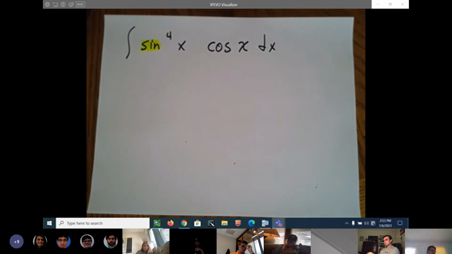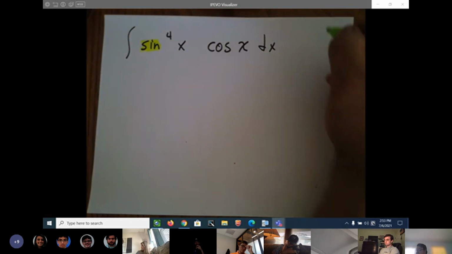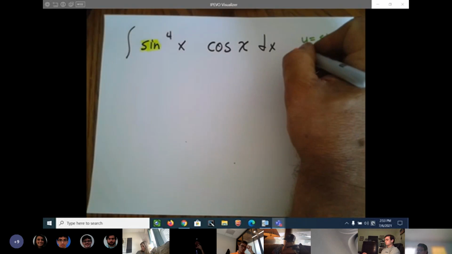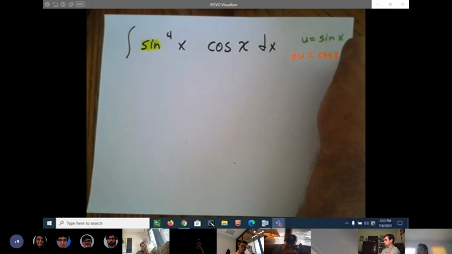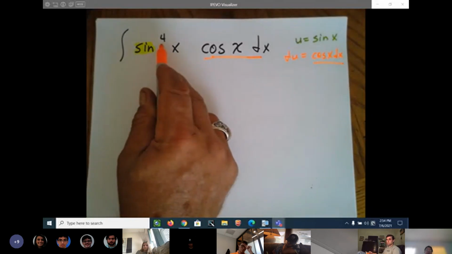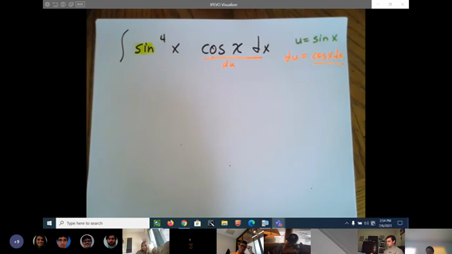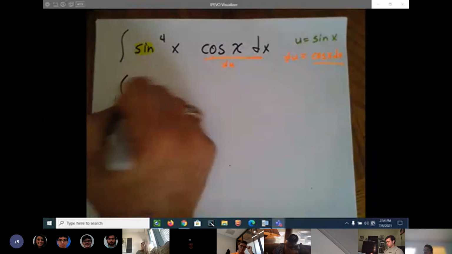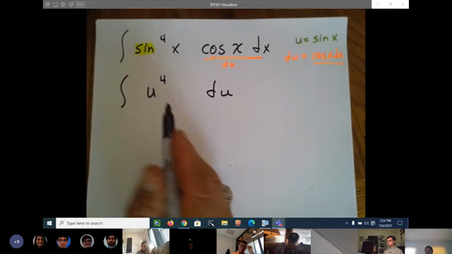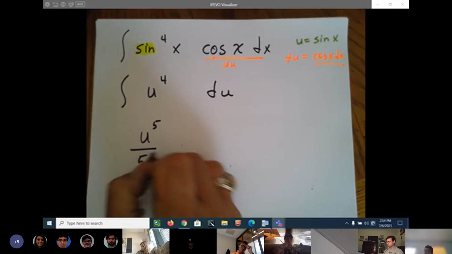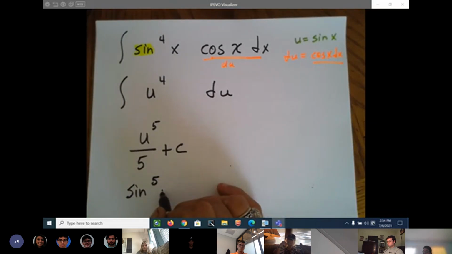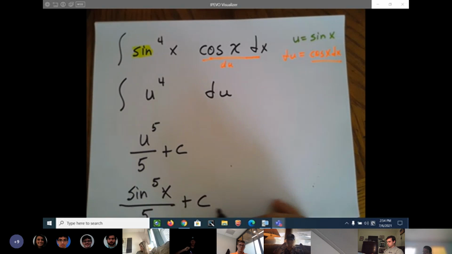Okay? So here, I'm going to let u equal sine of x. Therefore, du is equal to the cosine of x dx. Well, that's what we've got. So you don't have to do anything to this one except make this u to the 4th du. So I'm going to rewrite it just so you see the form. u to the 4th du. So the antiderivative of u to the 4th is u to the 5th over 5 plus c. And that's going to be sine to the 5th power of x over 5 plus c.